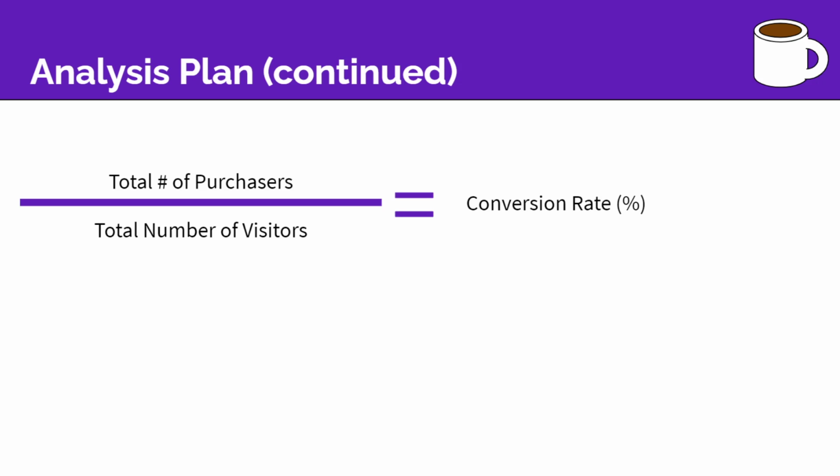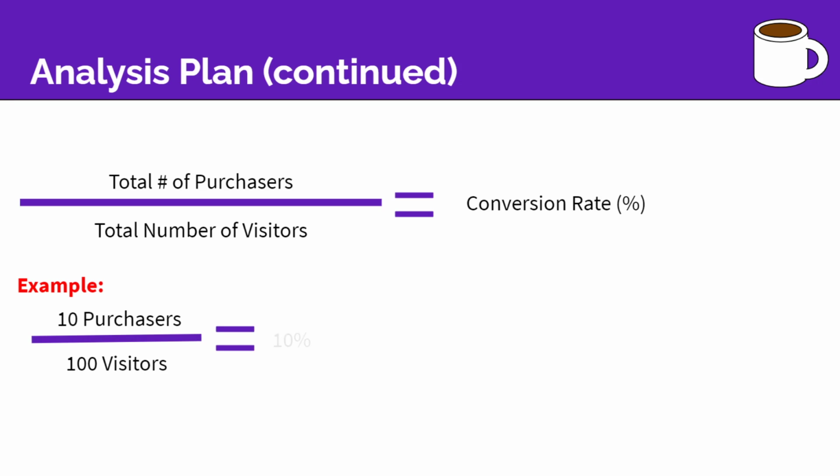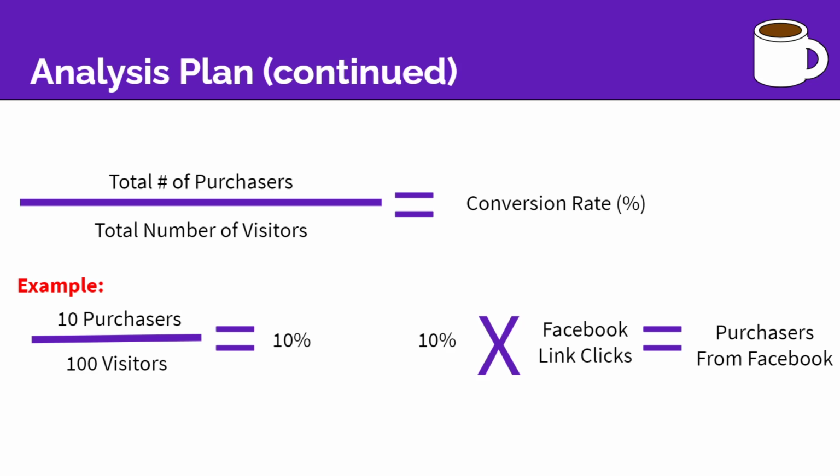So to use a very simple example with some made up numbers, if we had 100 visitors to the website and 10 of them purchased something, then we'd have a 10% conversion rate. We can then apply that conversion rate to our Facebook ads. So we can take our link clicks, which we will pull from our report, and multiply that by our conversion rate, and that will give us the number of visitors from Facebook who purchased.